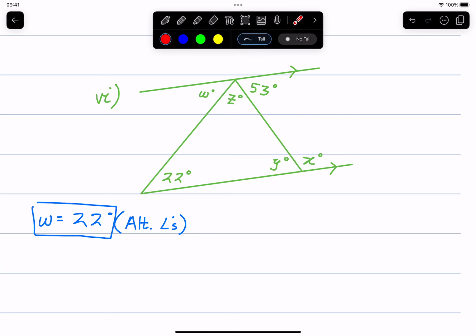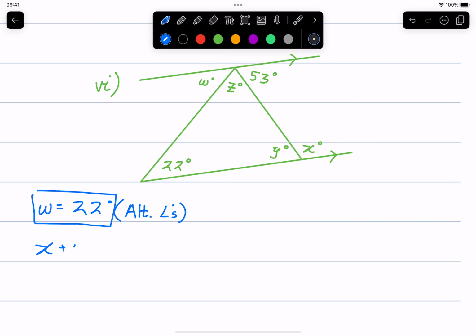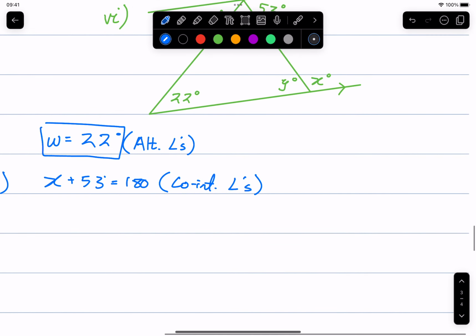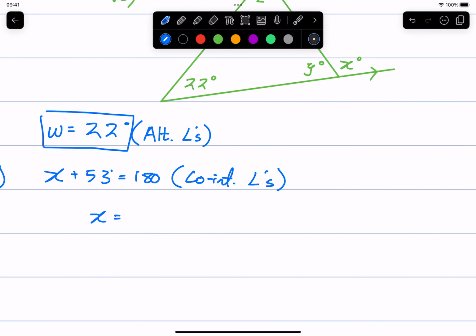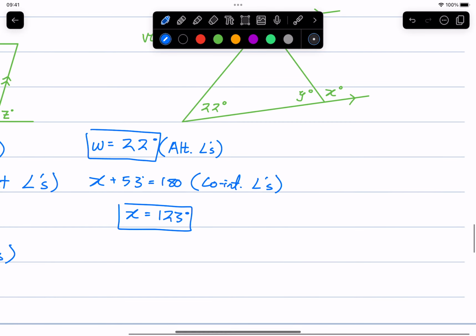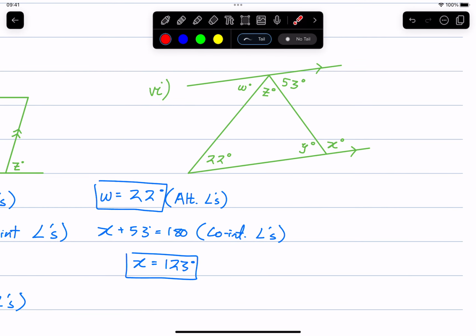The next one in alphabetical order must be X. I hope you notice that there is a C. So those two are co-interior. So we can state that X plus 53 equals 180 degrees. They are co-interior angles. And for figuring out what X is, I'm going to subtract 53 first, 180 minus 53 is 127... X must be 123 degrees. Okay, let's move on to the next one.